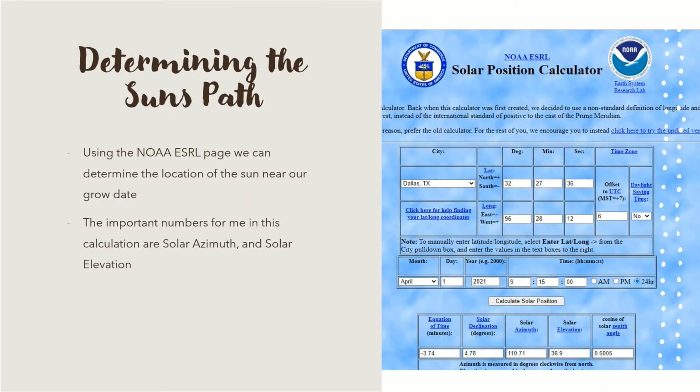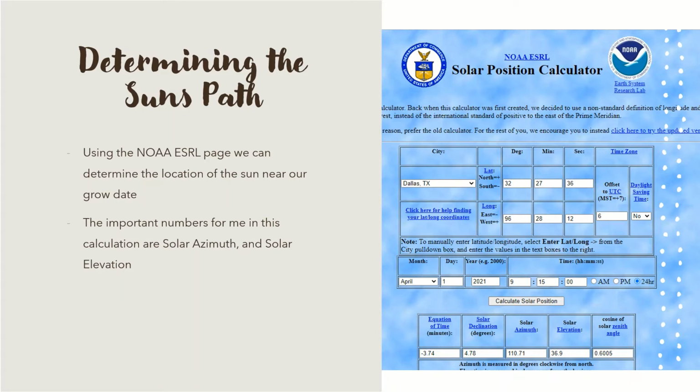And I went to the NOAA's site here. You can Google NOAA ESRL and find that without a problem. But on this particular page, it's really helpful. You can put in the city you're at, or you're near to, and then the month and day, and the time of the day, the year, and then you get these numbers on the bottom after you calculate the solar position that teach you about where the sun is at that particular time of day on that day of the year.